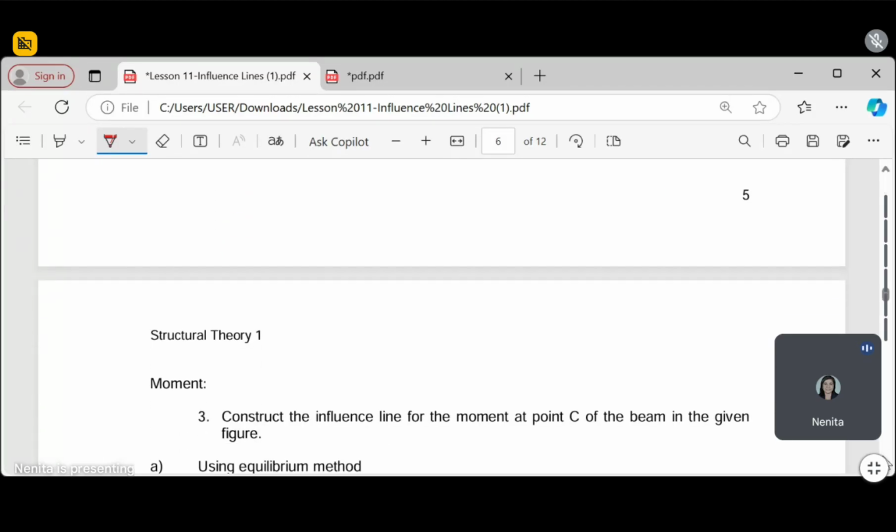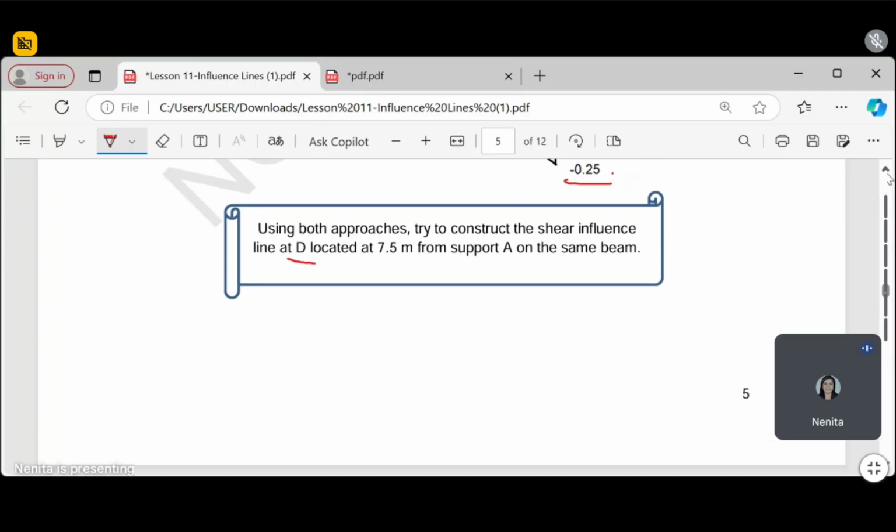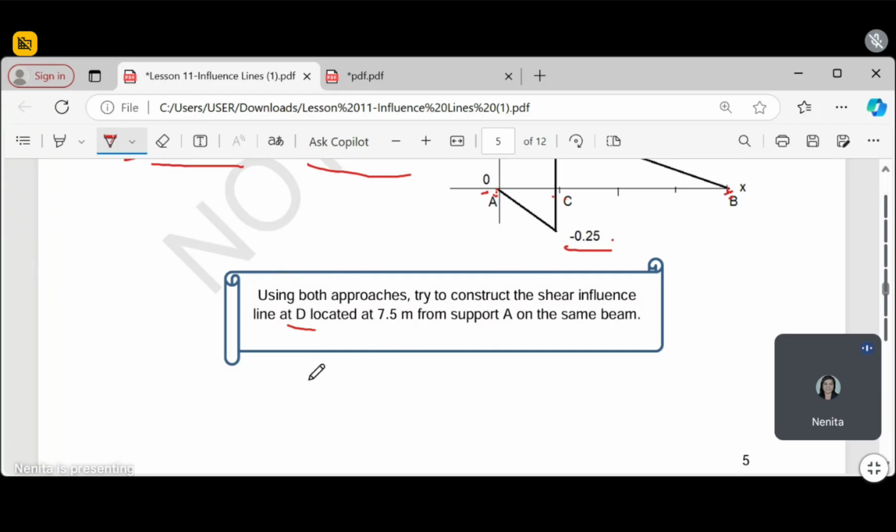So, kung gagawin natin, let's say by Müller-Breslau. Madali kasi ang Müller-Breslau. So, ibig sabihin, take note, hindi natin ibutang sa influence line diagram.